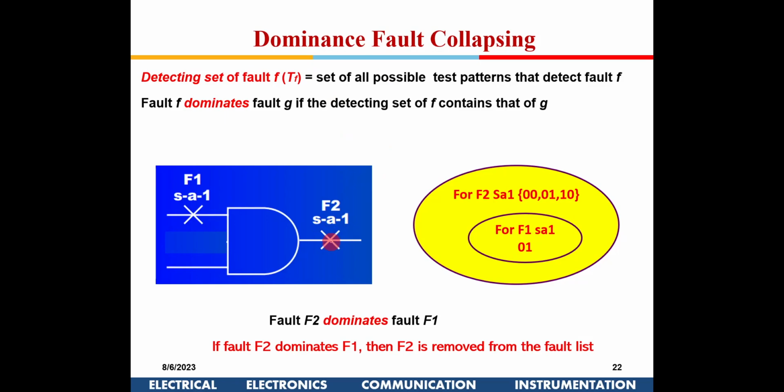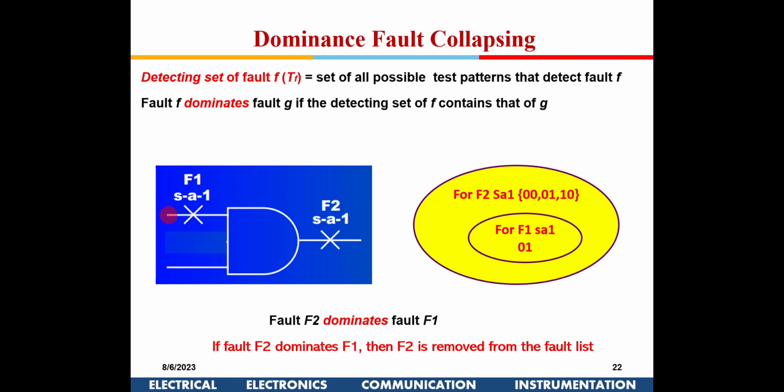Now suppose there is a stuck at 1 out here, right? To detect a stuck at 1 here, you can give any of 3 input vectors. I have to get a 0 here, so I give 0 0, 0 1, or 1 0. Any of these 3 test vectors will detect the fault f2 stuck at 1, right? Suppose I have a stuck at 1 here. Now if this is stuck at 1, the only test vector which will detect it will be 0 1.